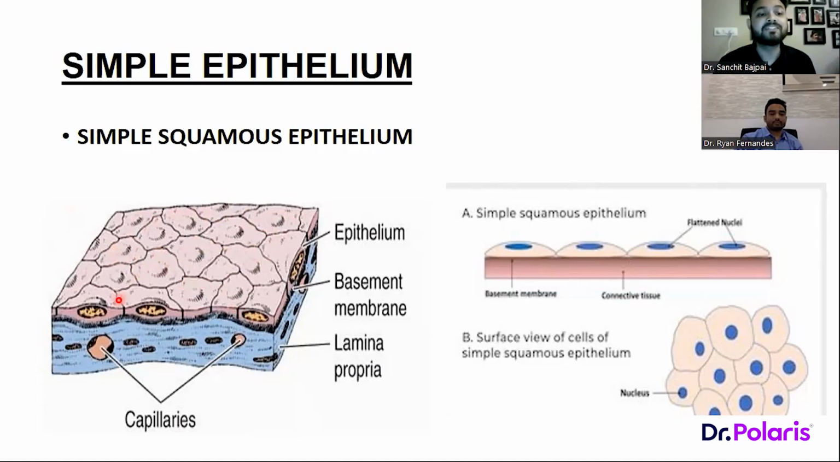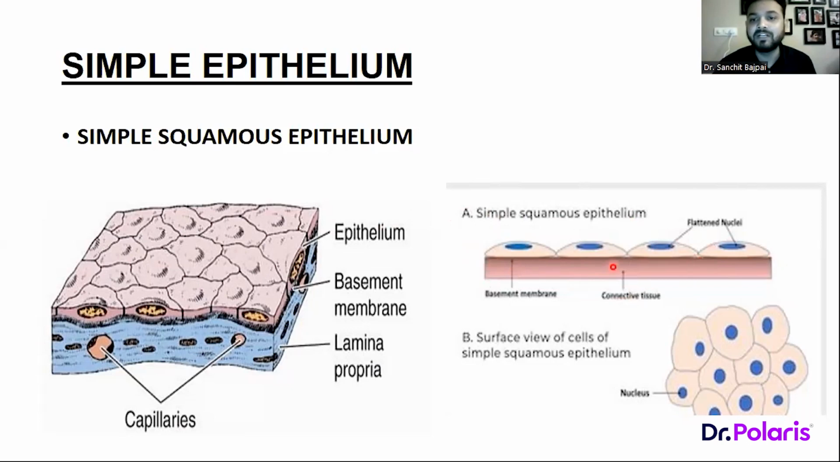The second thing is, if you see this particular cell from the side, you will see this flat appearance. Because they are flat, their nuclei are also flattened and present at the surface. Because the nuclei are flattened and present at the surface, they usually give this epithelium a dome-shaped look. You see one dome, another dome, another dome, like a speed breaker. This is the kind of appearance you get in simple squamous epithelium.